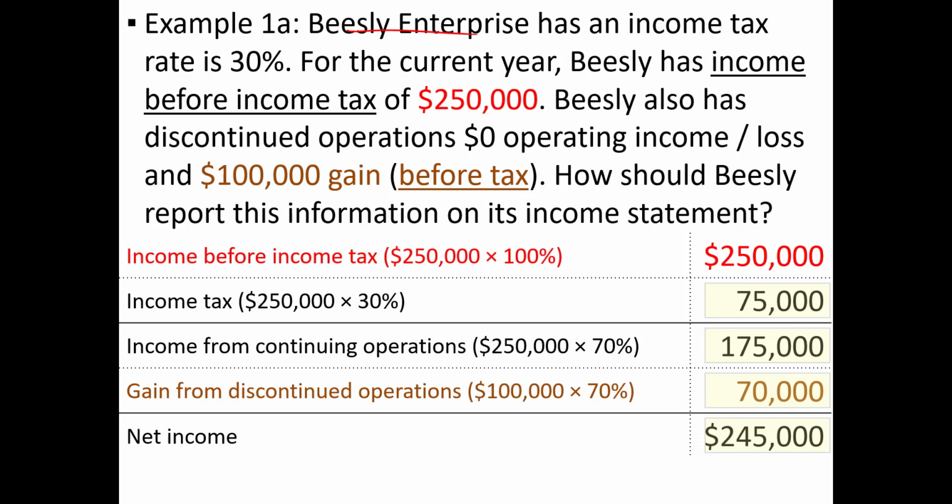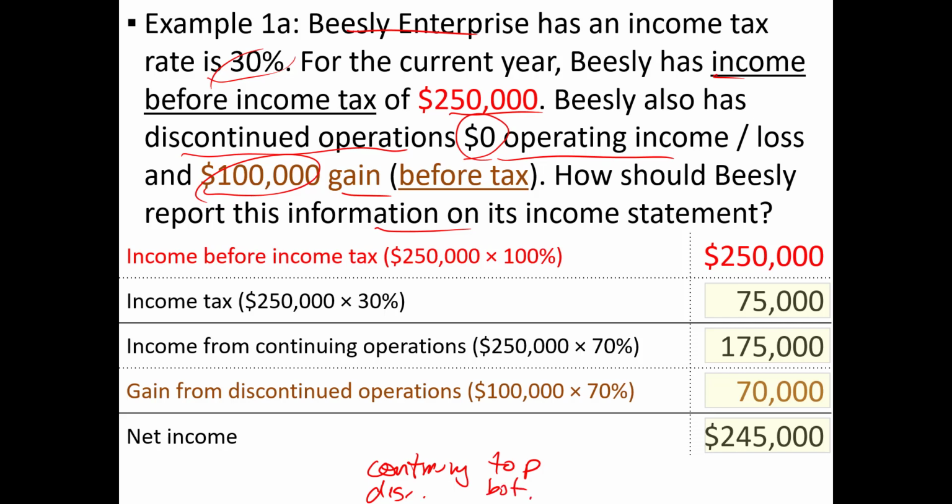Beasley Enterprises, here's another example, has an income tax rate of 30% for the current year, and has income before income tax of $250. Beasley also has discontinued operations, a $0 operating income loss, and a $100,000 gain before tax. Okay, how should they report this information? When you see any type of discontinued operations, show the continuing operations at the top, discontinued at the bottom. Okay, separate it out.